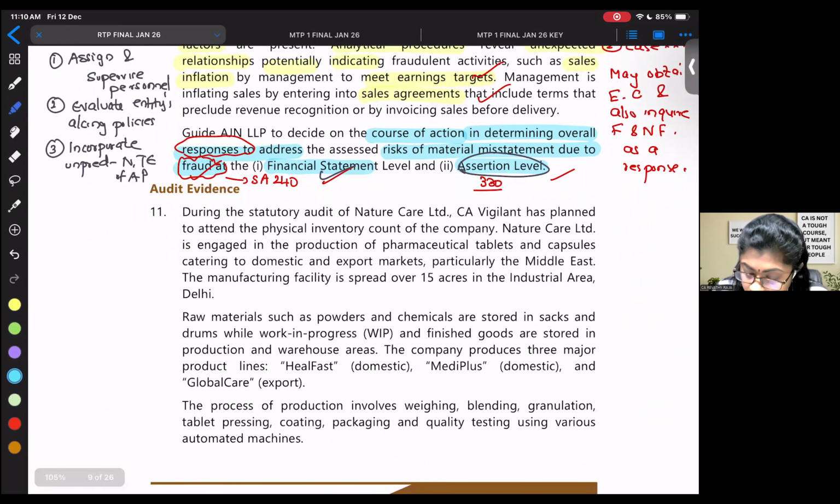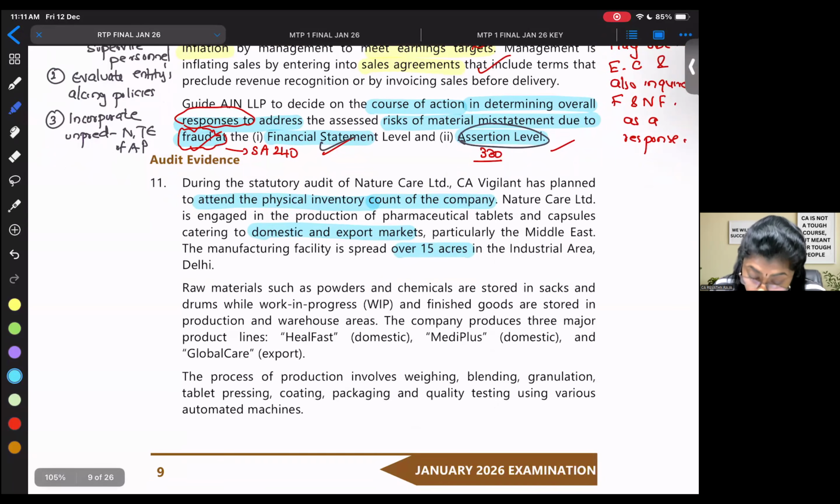During the audit of Nature Care Limited, CA Vigilant has planned to attend physical count of inventory. Now think of which standard. Nature Care Limited is engaged in production of pharmaceutical tablets, capsules, catering to domestic and export market. The manufacturing is spread over 15 acres. Raw materials such as powders, chemicals are stored in stack. Work in progress and finished goods are stored.